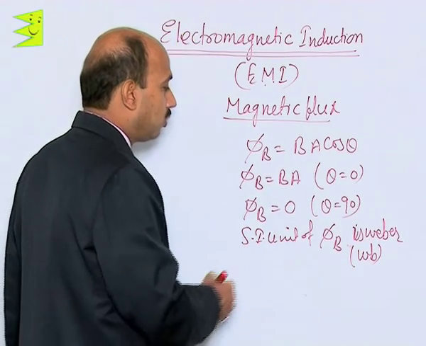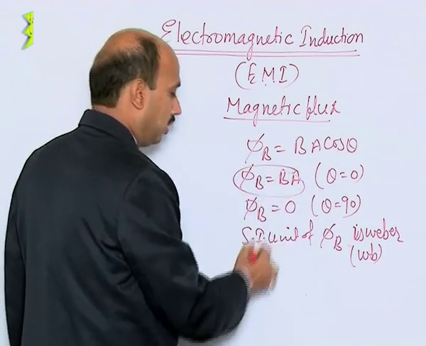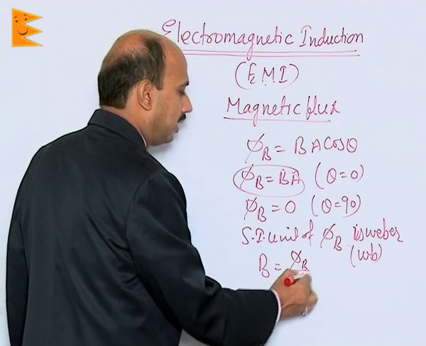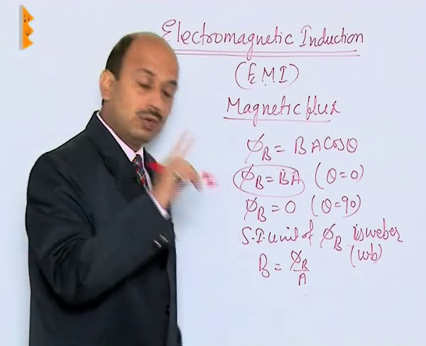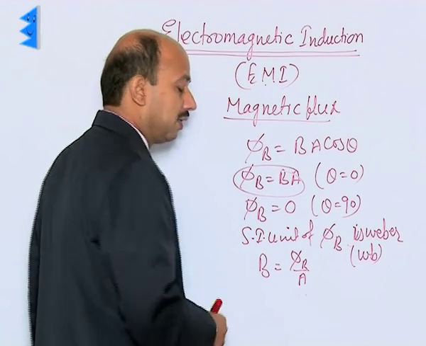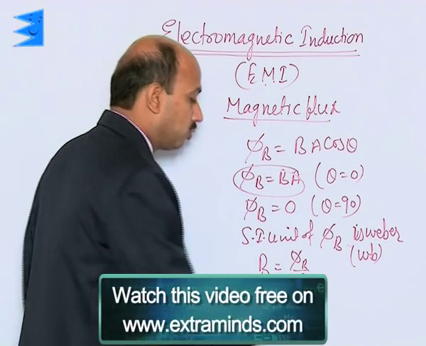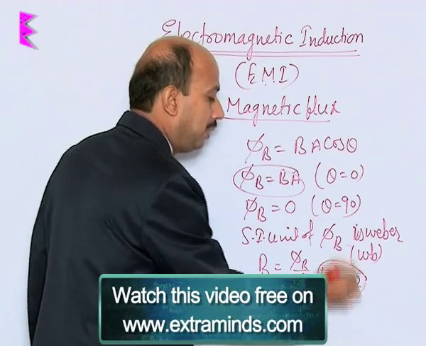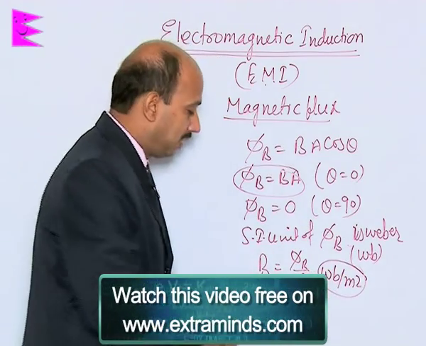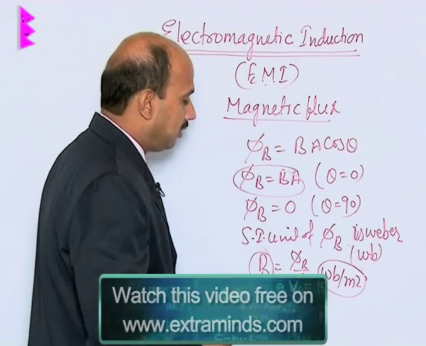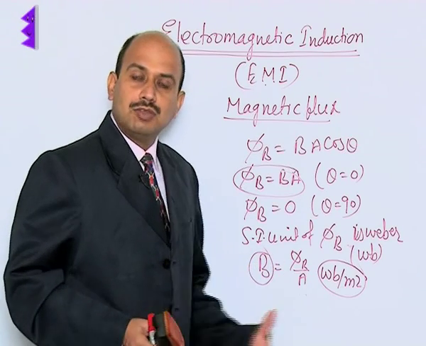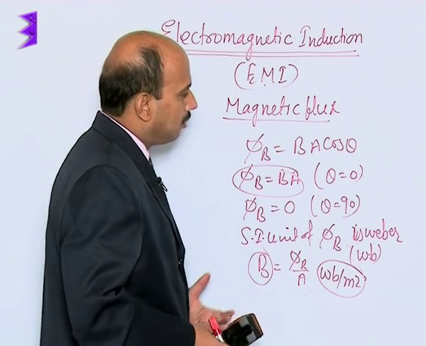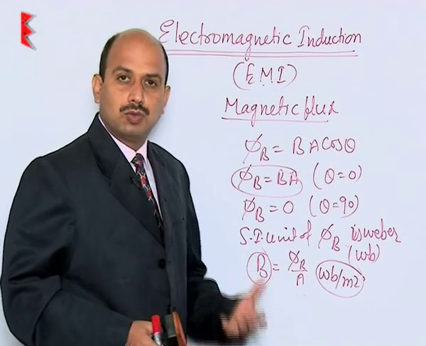And you know here also, from B we can write phi B upon area, that means magnetic flux per unit area is equal to the magnetic field. So, its unit is Weber per meter square. Weber per meter square is the unit of magnetic flux density, that is B. So, B is also known as magnetic flux density. So, this is about the magnetic flux and its unit.